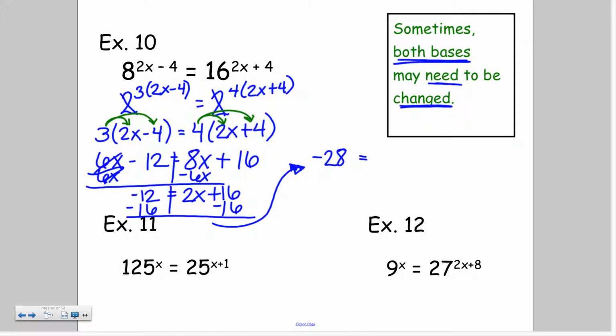And that is going to be equal to 2x. And then I'm going to divide by 2. And then negative 28 divided by 2 is a negative 14. So x is equal to negative 14.